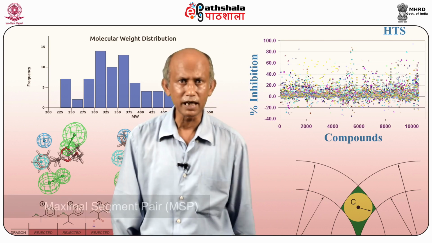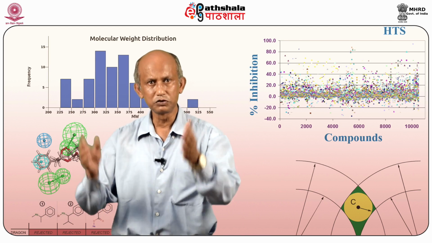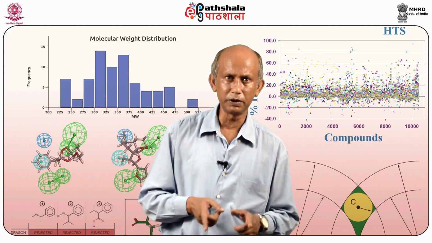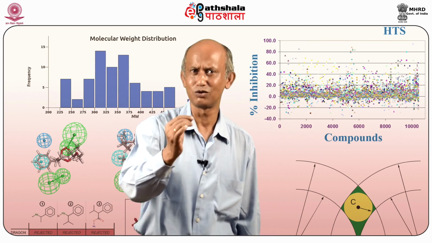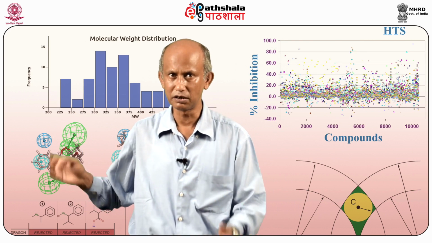Then of course you have the maximal segment pair, or MSP. That is, given 2 strings S1 and S2, that particular segment pair which has the highest score among all the locally maximal segment pairs that there are.